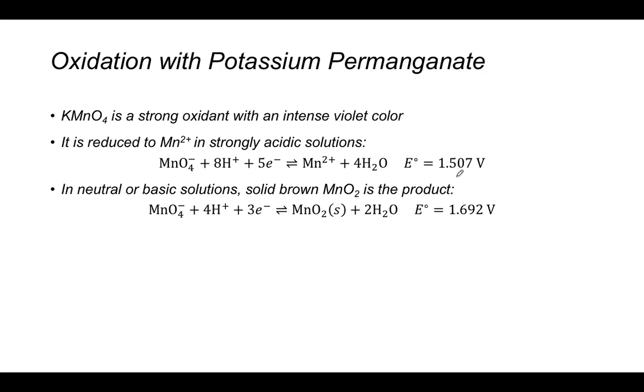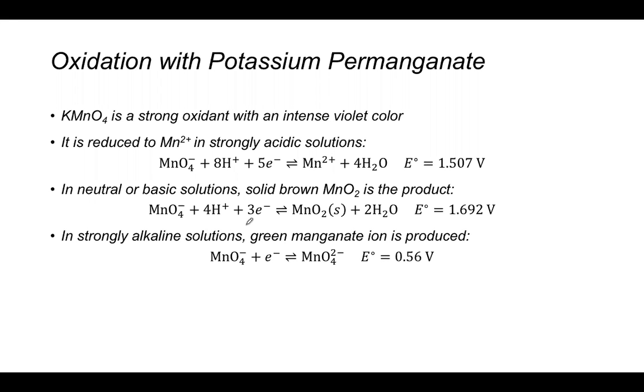In neutral or basic solutions, solid brown manganese oxide is the product. So permanganate plus protons is reduced using some electrons to give manganese oxide plus some water, with a standard reduction potential here. So there are fewer electrons available, there are fewer protons. So what's happening here is the oxidation state is going to be different. It's not going to be the same as this one, because in neutral or basic solutions, there just isn't the same availability of the proton and the electron.